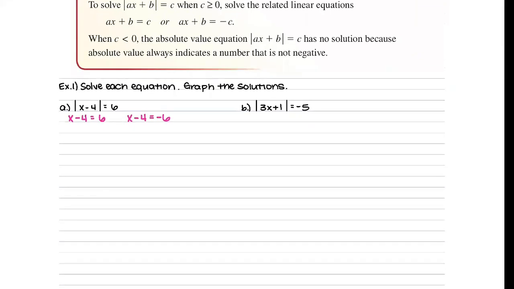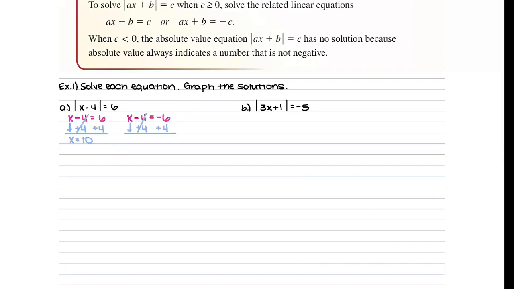From here, we're just solving for x for both equations, and we're going to have two answers. So for x minus 4 is equal to 6, we're going to add the 4 to both sides. We get that x is equal to 10. And then for x minus 4 is equal to negative 6, we add the 4 to both sides and get that x is equal to negative 2.